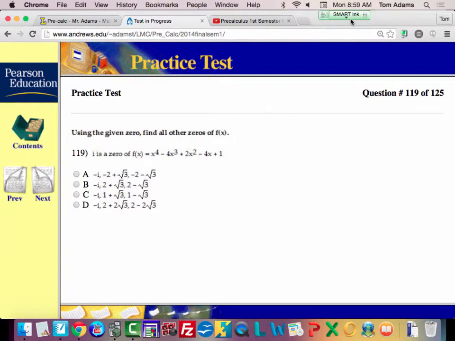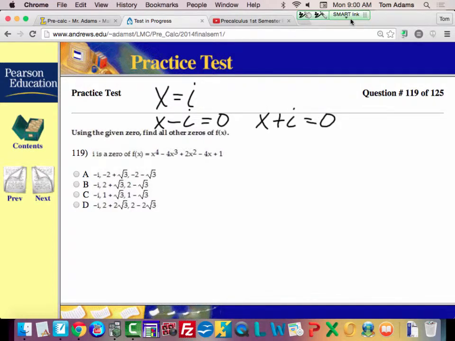So what this means is x equals i, right? So now if I solve for 0, then what I get is x minus i is equal to 0. Is that right? Then if I know that these travel in pairs, that must mean that x plus i is also a 0, or x minus i is also a 0.